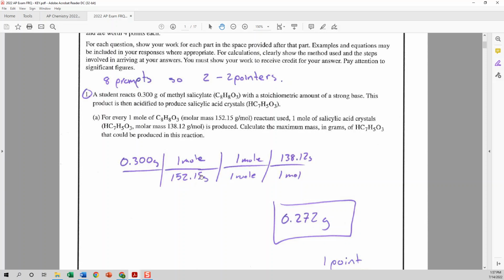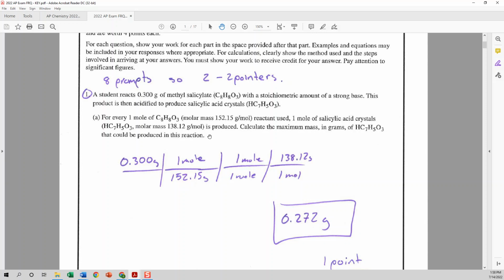Now, again, it doesn't have to be T-charts like I do. It doesn't have to be dimensional analysis. You just need to show mathematically what you're doing. I think this is the most efficient way to do it, the way I'm showing it here. But just show what you did, and if you put 0.3 grams, you'd probably get full credit.